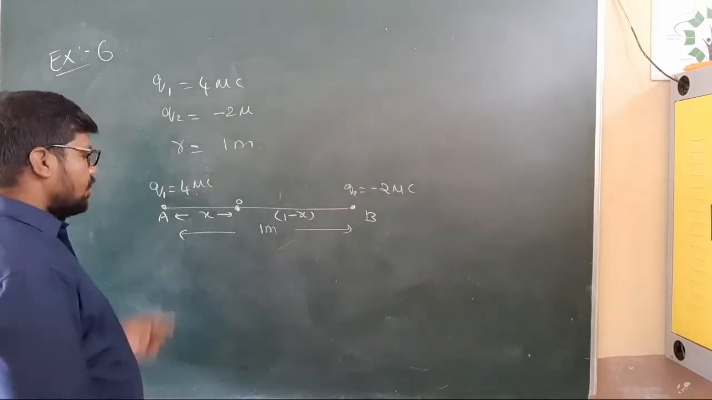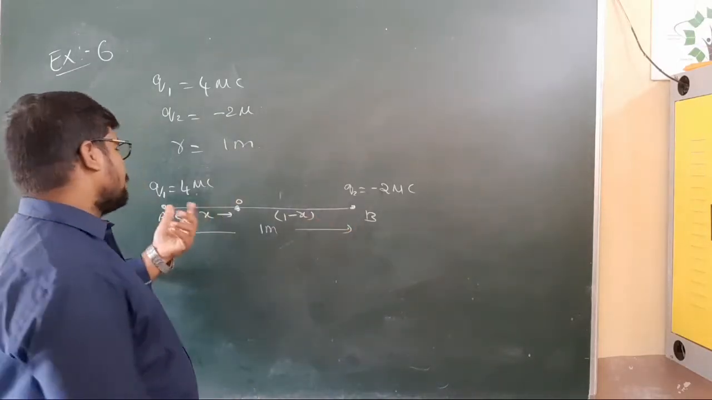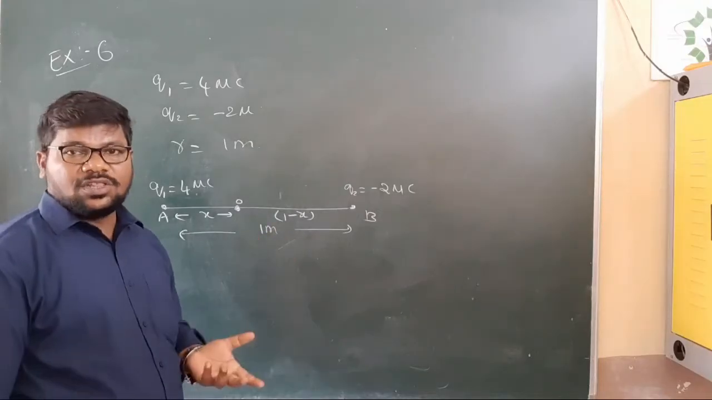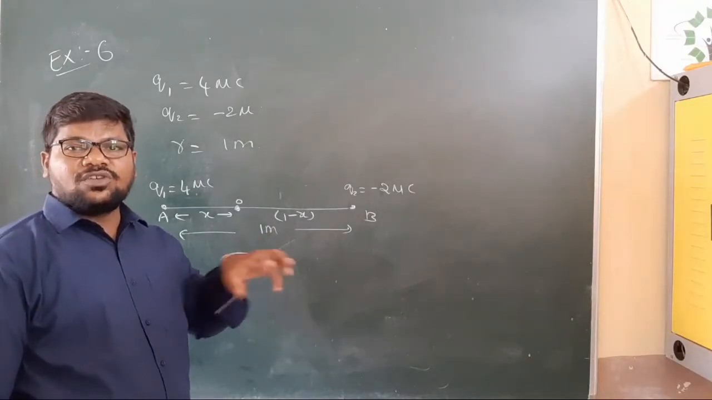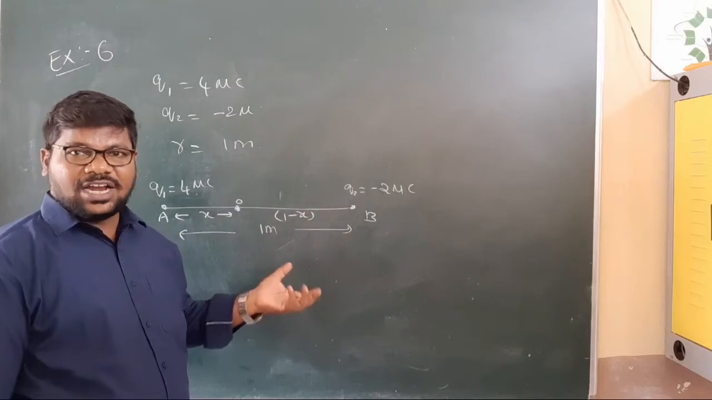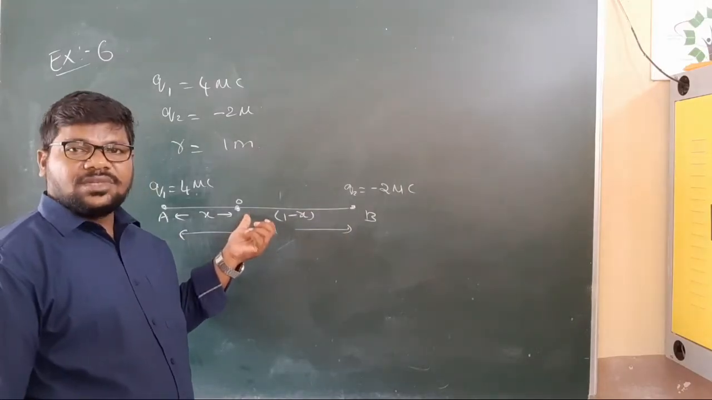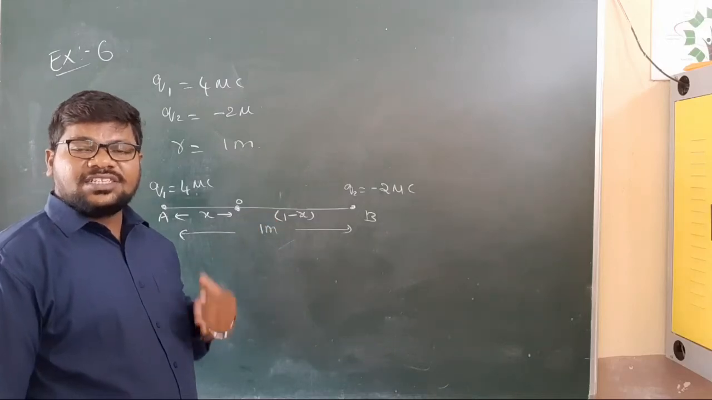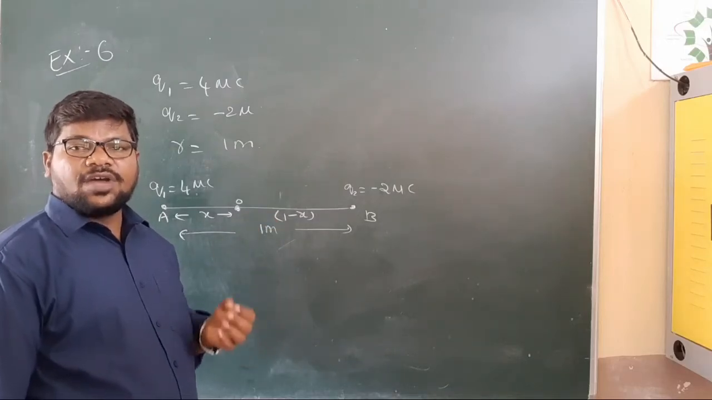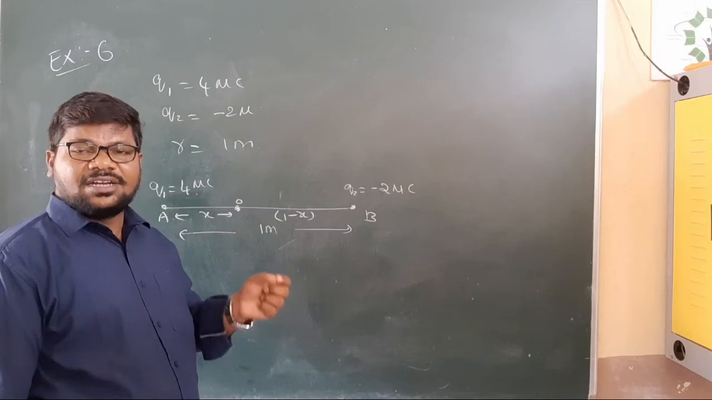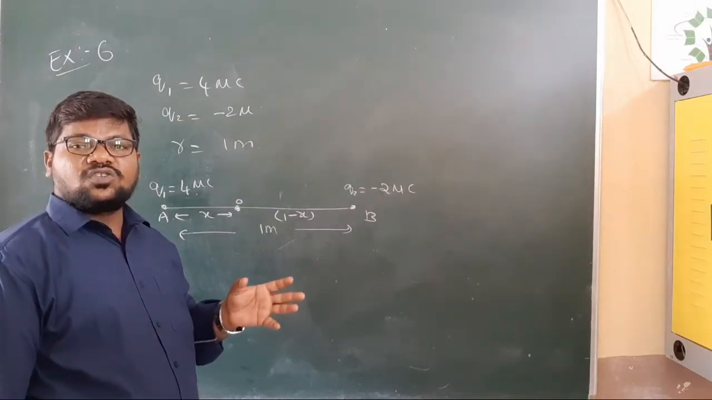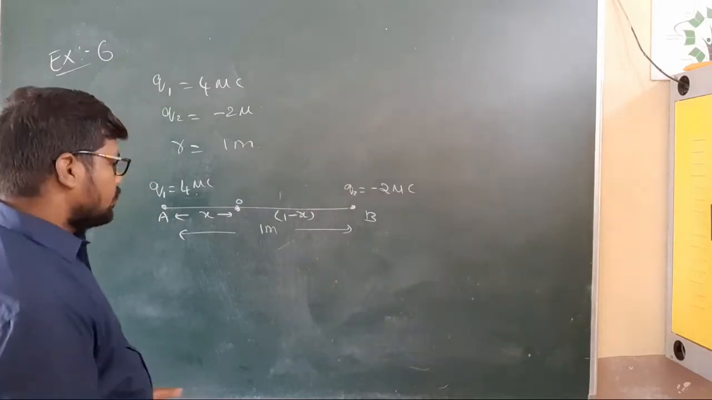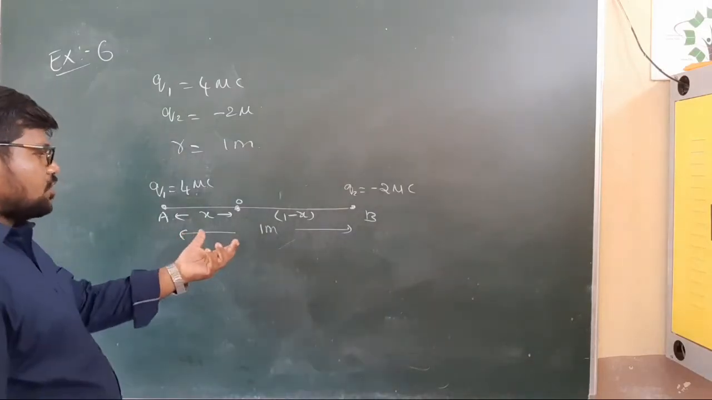It's clear. Two charges, Q1 and Q2, at A and B. So the distance is 1 meter, we know that. Here the question is, you have to introduce another test charge between them where the electrostatic potential is 0. You have to take that point where the resultant electrostatic potential is 0. Okay, it's clear now.